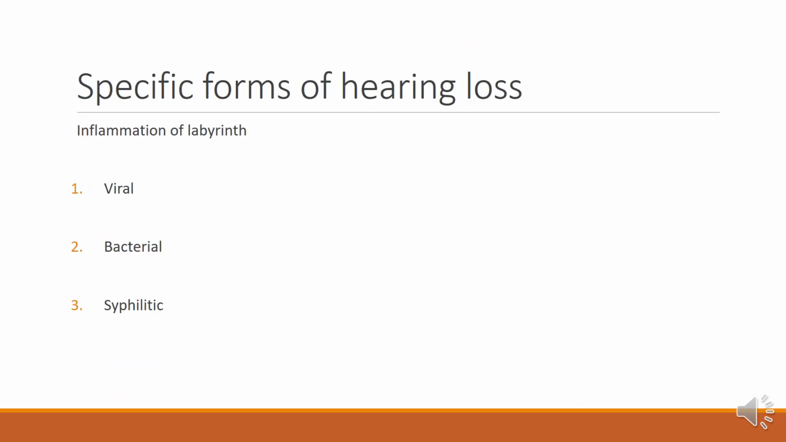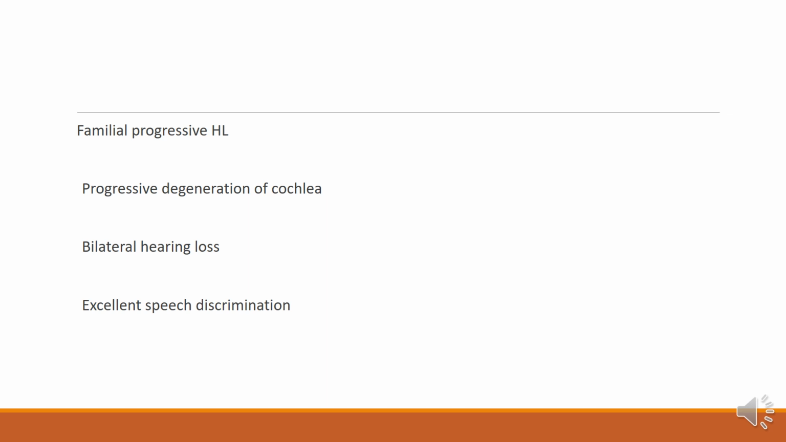Specific forms of hearing loss. Inflammation of labyrinth may be caused by viral, bacterial, or syphilitic infection. In case of viral labyrinthitis, the disease is reversible. In case of bacterial labyrinthitis, it is usually irreversible. Familial progressive hearing loss: in it, there is progressive degeneration of the cochlea. It affects both ears. Speech discrimination is excellent.